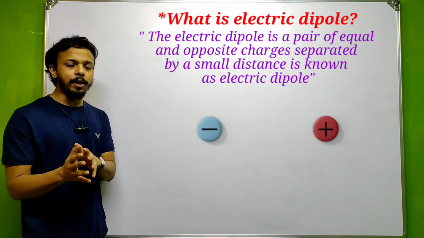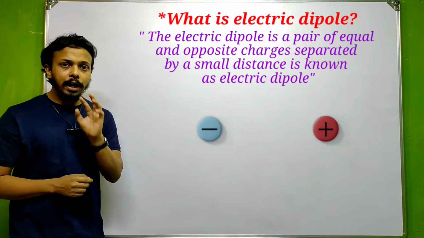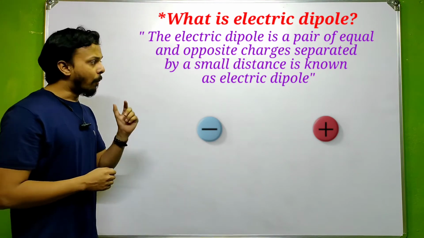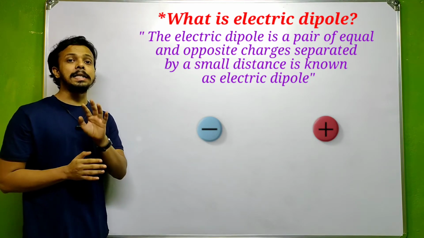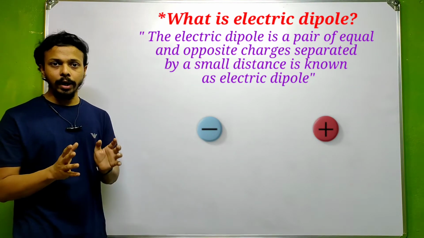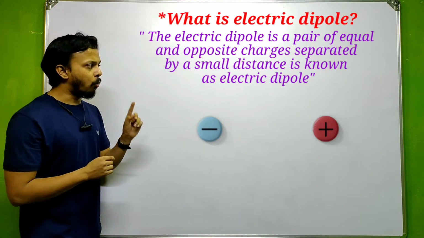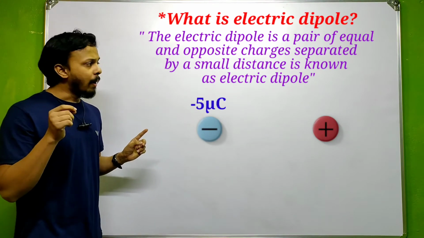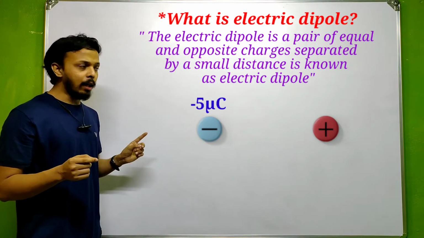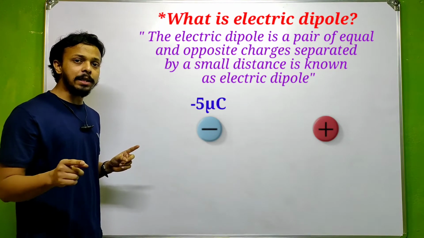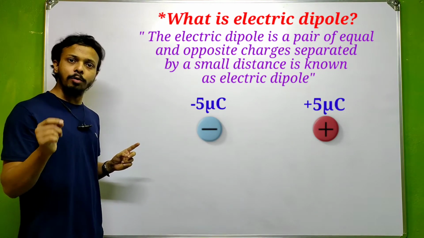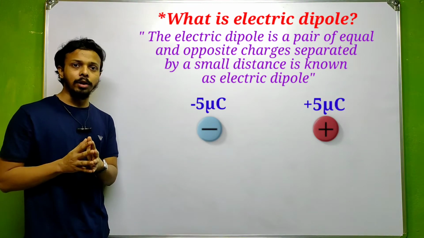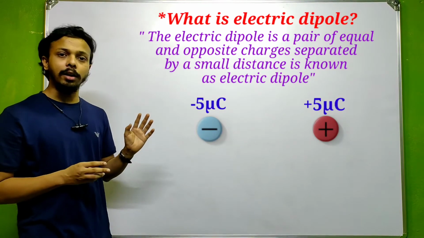And as I am saying from the definition, it is a pair of equal and opposite charges. Equal in the sense that both charges should have the same magnitude. Suppose the negative charge has a magnitude of minus 5 microcoulomb, then the positive charge also must have a magnitude of plus 5 microcoulomb. That is the meaning. Both should have the same magnitude. That is nothing but an electric dipole.